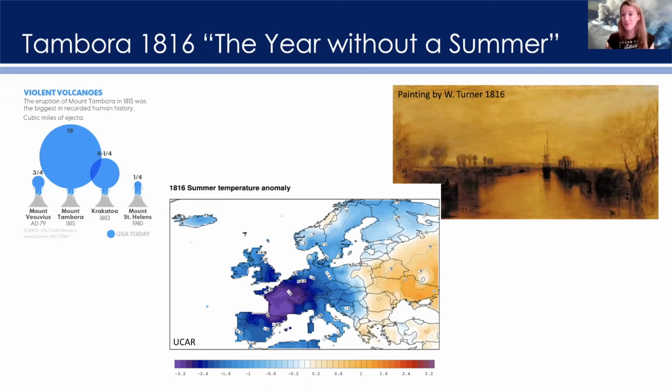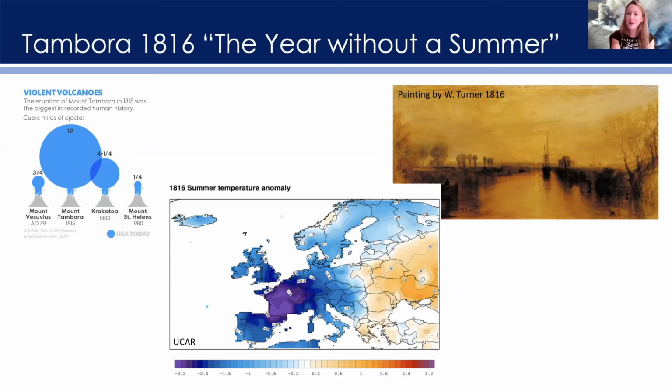One of the best examples of the climatic impacts of large explosive eruptions was Tambora in 1816, which produced the year without a summer. In Europe, temperatures were decreased by 2 to 3 degrees, which may not sound like a lot, but 2 to 3 degrees can represent the difference between your crops failing or being successful. So there were huge food shortages this summer.